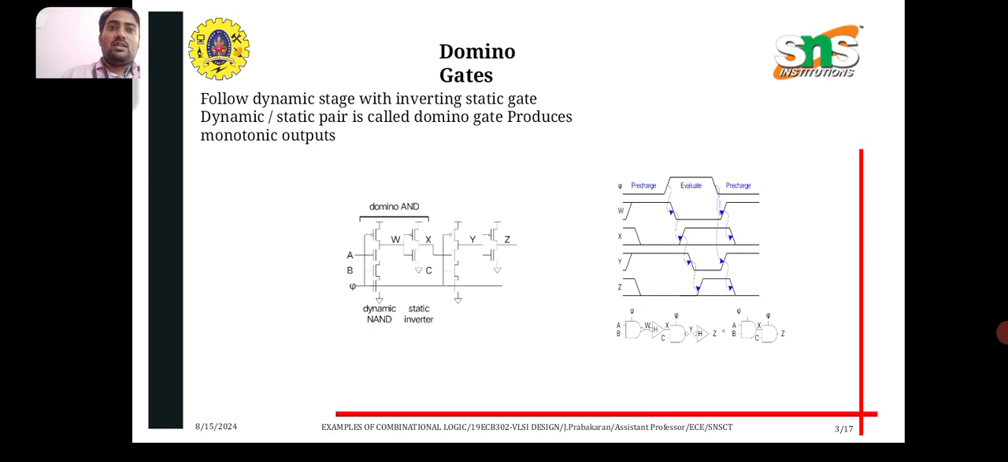Here you can see the domino gates follow dynamic stages with an inverting static gate. The dynamic-static pair is called a domino gate, and it produces a monotonic output.